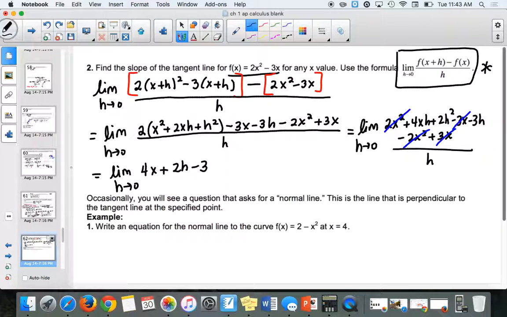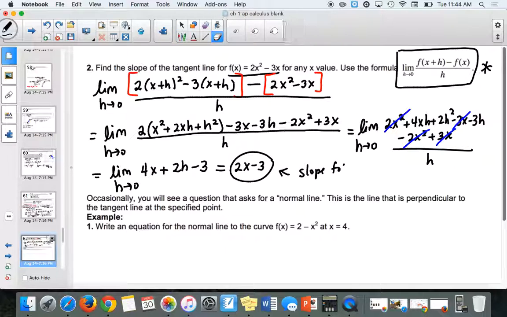So as h goes to 0, don't say it's negative 3. Be careful. Only h is going to 0, not x as well. We have 2x minus 3. That is our slope for any x value. How'd you get to 2x? Oh, man. Yes, you're right. Darn, Katie got me. 4x minus 3. That is the slope for any x value. Does that make sense? So the h went to 0, the rest of it stays.